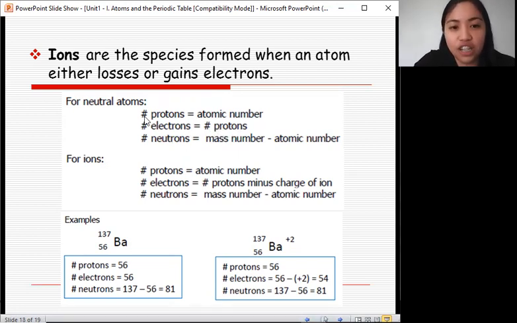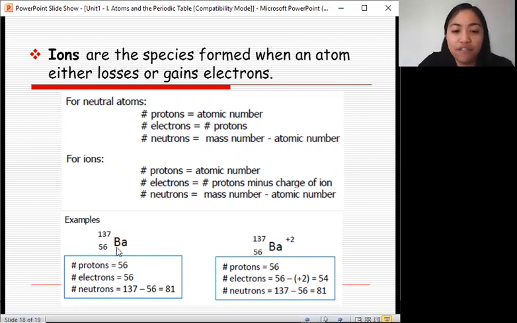So, makita ninyo diri, unsa man ang ion, unsay itsura sa ion. So, this is an example of an ion. Makita ninyo nga naa siya charge diri nga +2. Diba? While a neutral atom, wala siya i-charge, wala kay makita nga charge. So, for neutral atoms, ang electron is always equal to proton.